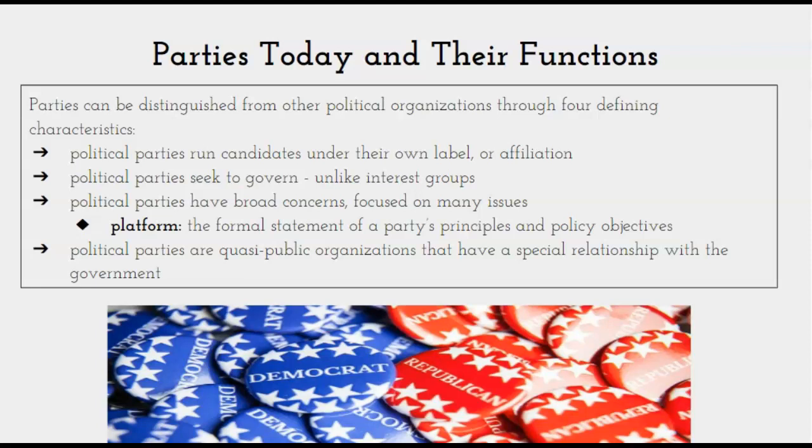Political parties have broad concerns, and they're focused on a lot of different issues. Typically, when you go to a political party website, you can look at their platforms, meaning stances that they've taken on a variety of different issues.